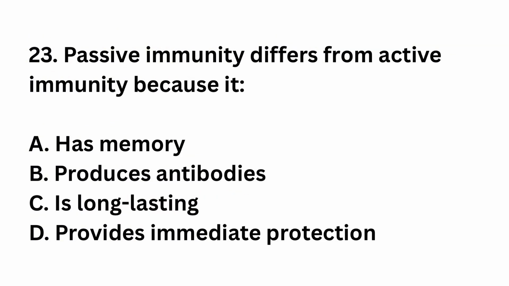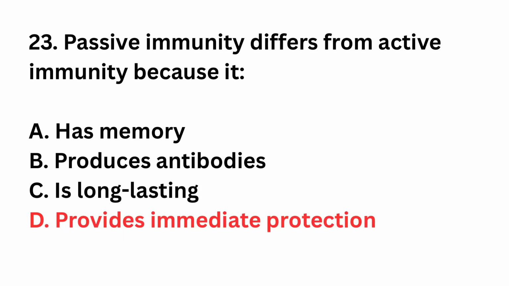Question number 23. Passive immunity differs from active immunity because it has memory, produces antibodies, it is long-lasting, provides immediate protection. The right answer is option D, provides immediate protection. Passive immunity provides ready-made antibodies. It acts immediately but is short-lived.